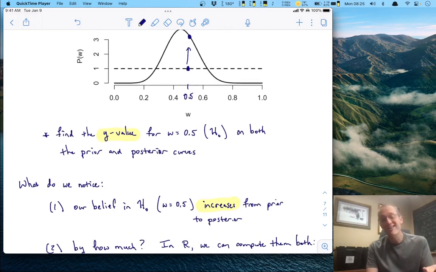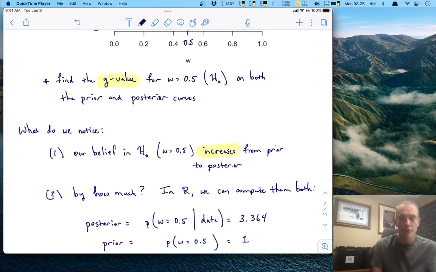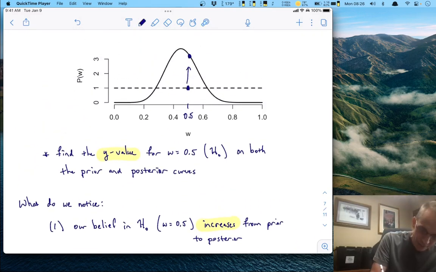Well, it turns out in R, it's reasonably easy to compute them both. Now, I don't need you to necessarily be able to do this. This is just conceptual right now, but I took the liberty of doing this. I computed the posterior height and the prior height, and they turned out to be 3.364 and 1. Let me show you what that is on the graph up here. This height right here is equal to 1. This height is equal to 3.364. And you can see that by the scale in the graph.